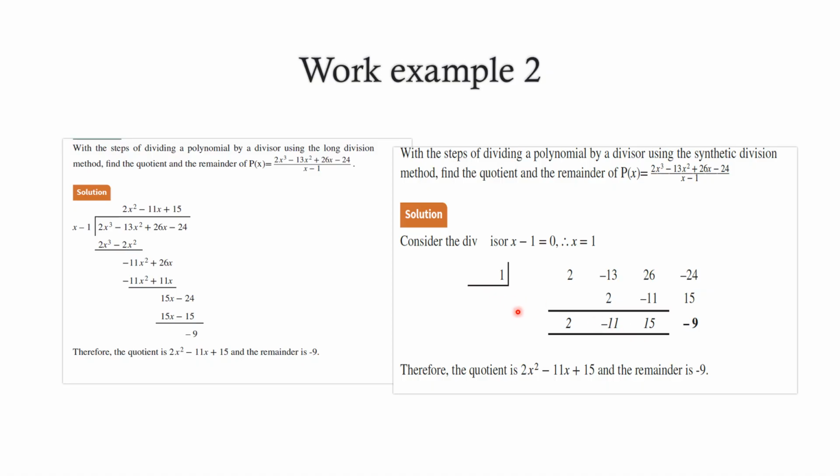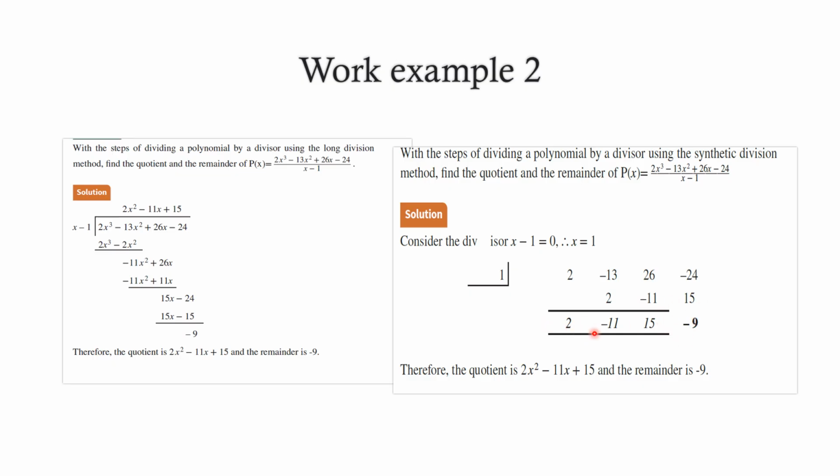Then repeat the same process. 1 times minus 11 is minus 11. 26 plus minus 11 will be positive 15. 1 times 15 is equal to 15. It means we are about to end. The 15 is written under the last coefficient, that is minus 24. Then we sum them: minus 24 plus 15 gives us minus 9. So at this point, we write the coefficients with respect to their powers in descending powers of x. So the remainder becomes minus 9.